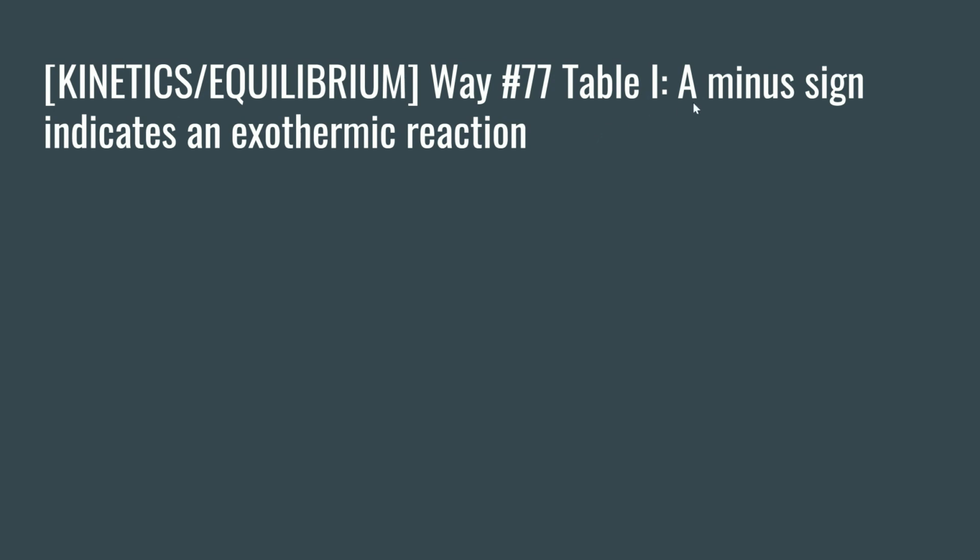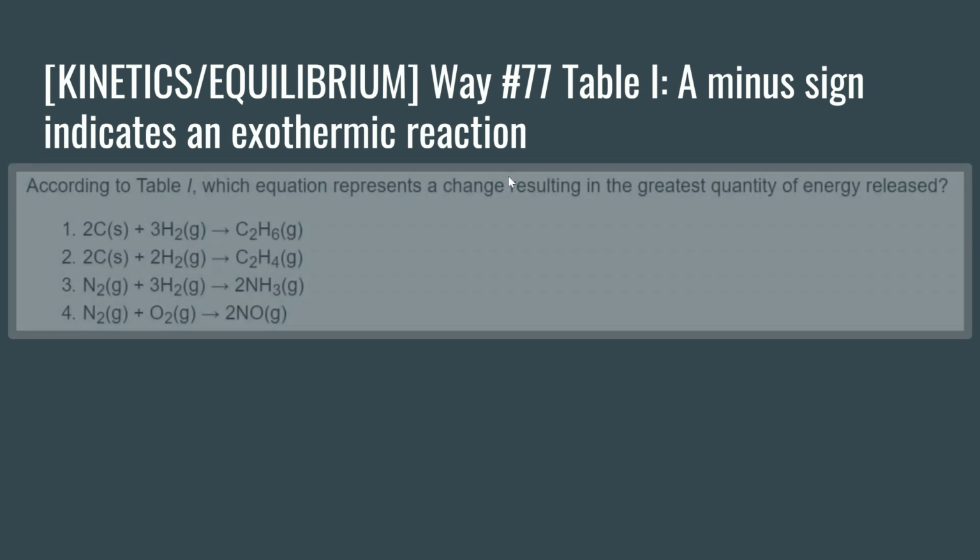The important thing to note here is that a minus sign indicates that a reaction is exothermic. So, if you ever see a negative delta H value, or the heat of reaction, minus means exothermic. A plus means endothermic, energy is being absorbed. So, let's try some problems that ask you to apply this information.